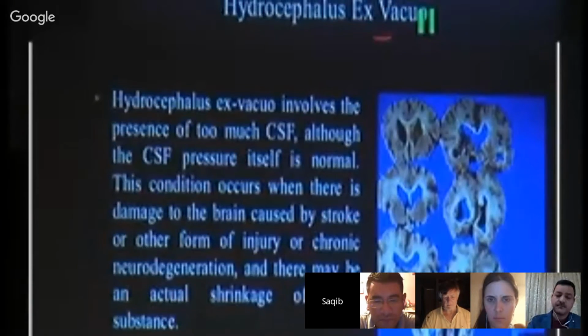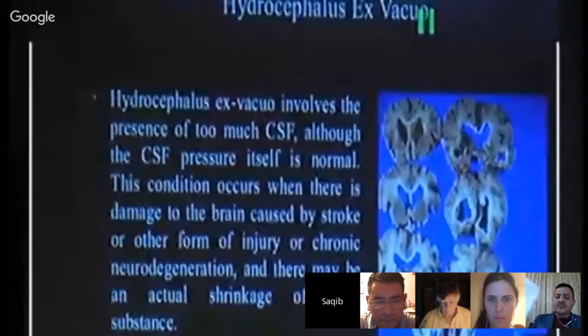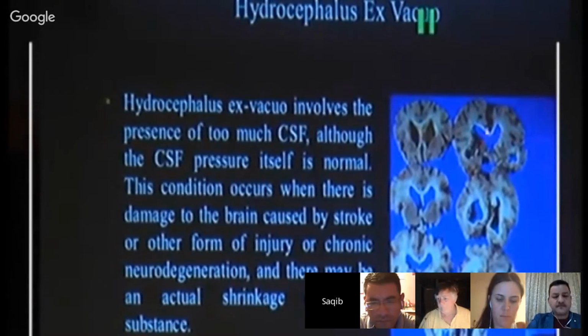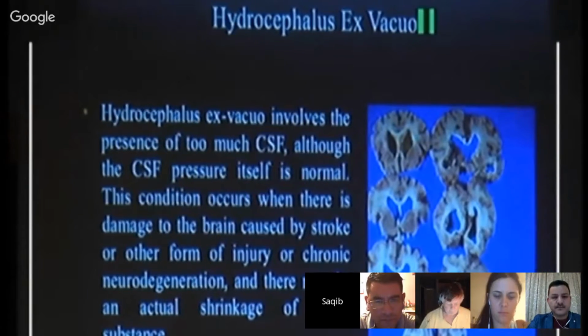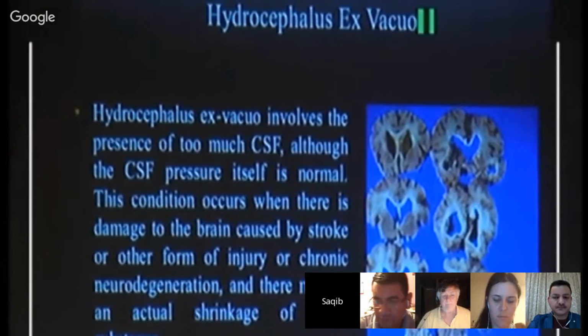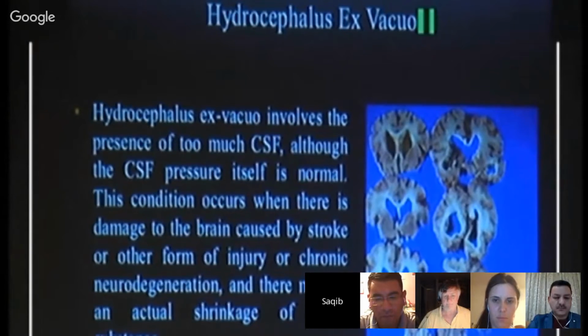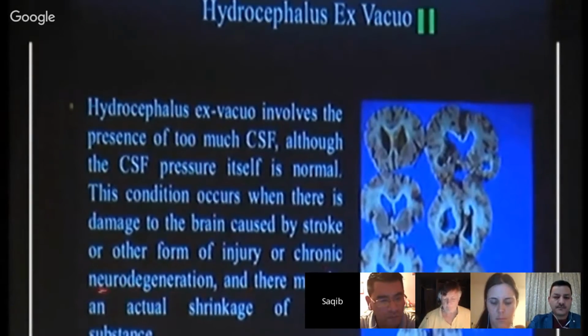Ex vacuo essentially means that there is some injury within the brain that leads to atrophy of that part, and the ventricular cavity enlarges. That is disproportionate to the cerebral mantle, and that is ex vacuo. You don't need to treat that. That is because of the sequelae of something that has led to neurodegeneration chronically.